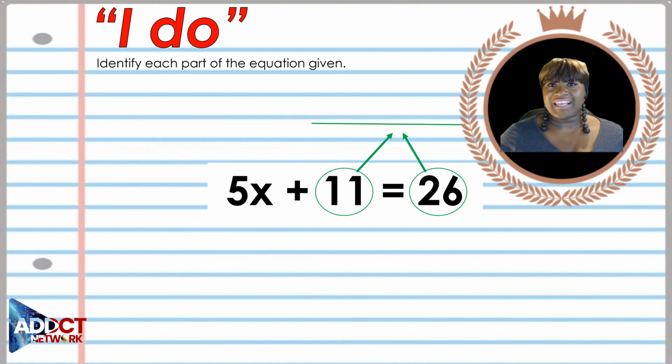Next, we will look at 11 and 26. Both of them are outlined. We see that these are just basic numbers that are standing alone. Well, these numbers can be identified as constants or terms. Now it's your turn. Think you're up for the challenge? Let's go.